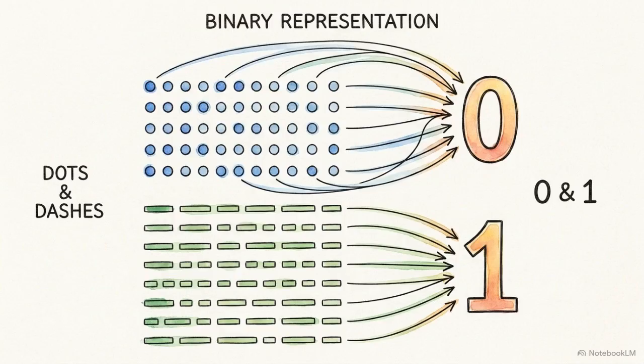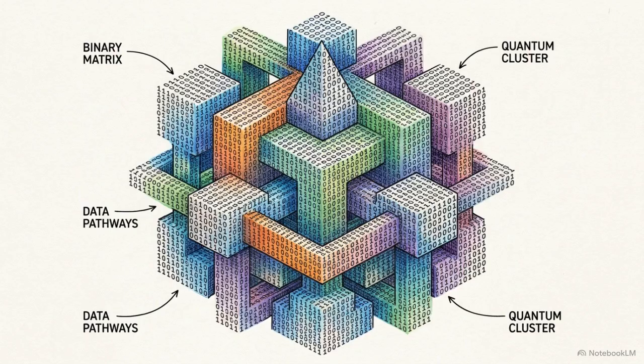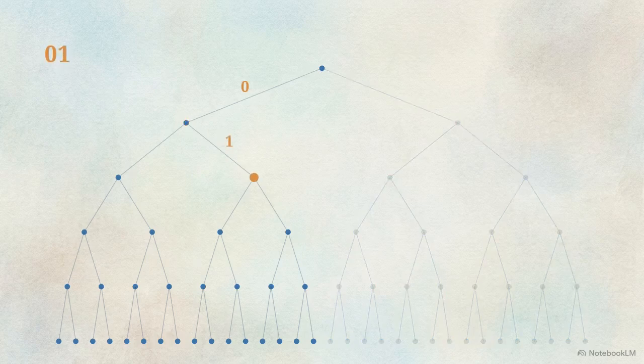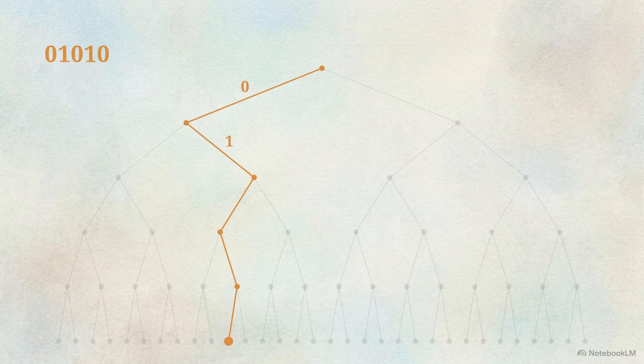Those physical dots and dashes translate perfectly into a mathematical framework, using strictly ones and zeros. This is known as the binary system. A computer navigates large data sets using a binary decision tree, starting at a single point and branching left for a 0 or right for a 1. Each choice eliminates half of the possibilities, quickly isolating a single final value at the bottom.